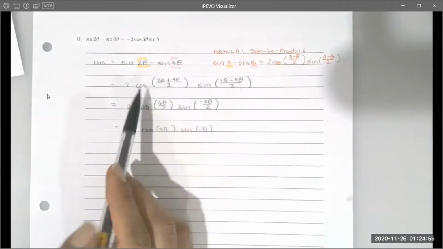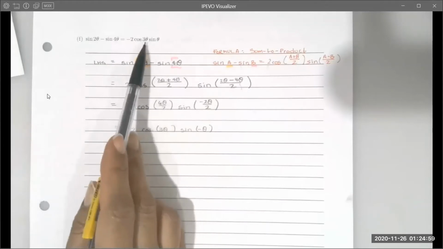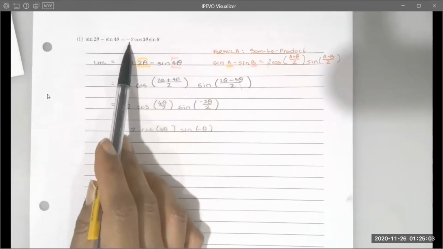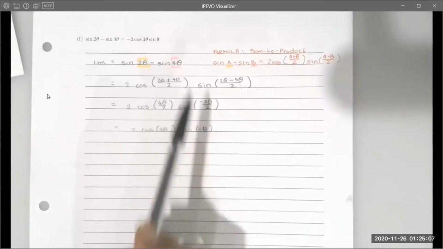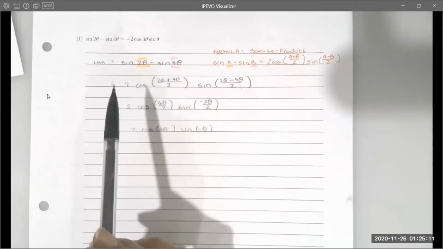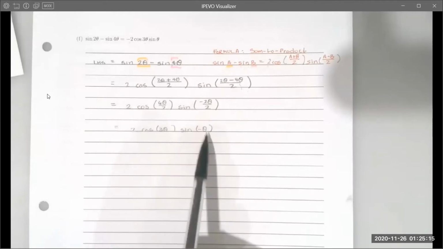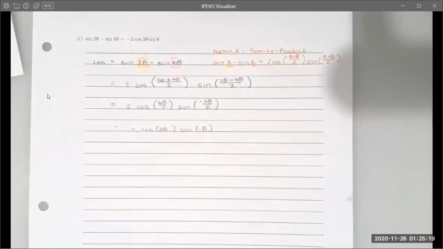So notice we're very close to our goal because we already have the cosine 3 theta. We have a coefficient of 2, not exactly a negative 2, but at least we have that 2. And then we have sine of negative theta, which is not sine of theta, but it's pretty close. What can we do in order to make this look like our goal? We're 1 step away. What is it that we can apply here?